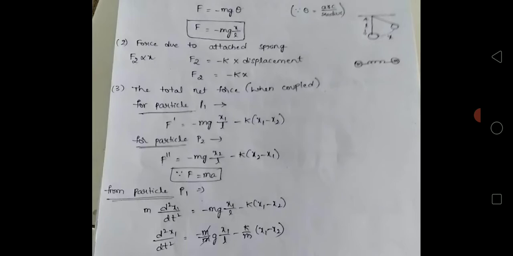Now the second force is due to the attached spring. We attached a spring in between two pendulums, so this force is indicated by F2. F2 is directly proportional to displacement, which we write as x. If we eliminate proportionality, we can take any constant, that is the spring constant, minus k. Here minus is because it acts in the opposite direction, so F2 is equal to minus k into x. So F2 is the force due to the attached spring.